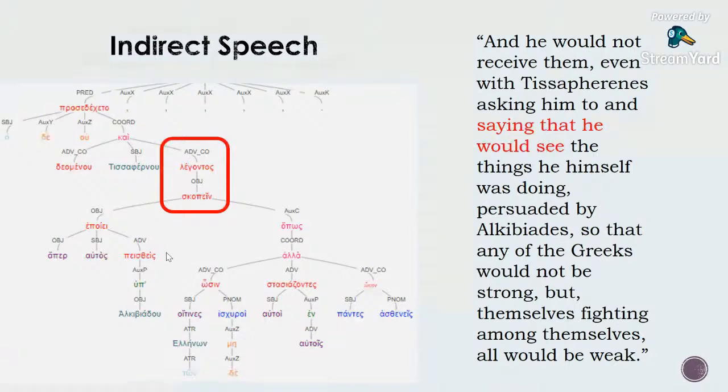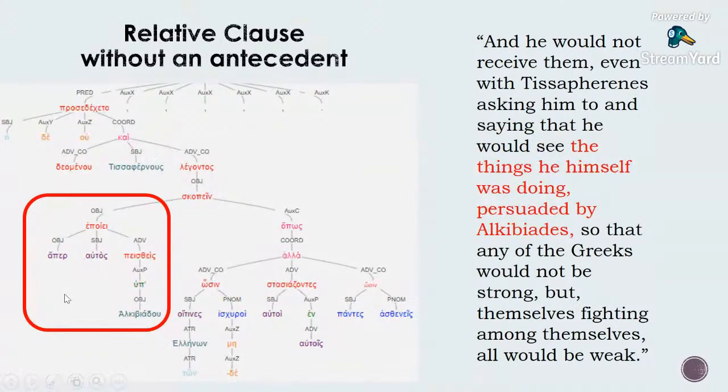One side of the indirect speech is a relative clause. And relative clauses, you hang on their antecedent as an attribute, as a rule, okay? However, in this sentence, there is no antecedent for the clause. So you hang the clause as if it were the attribute. The main verb of the clause becomes whatever the antecedent would have been. So in this case, see the things he himself was doing. We don't have a word for the things. So we hang the verb as if it were that word.